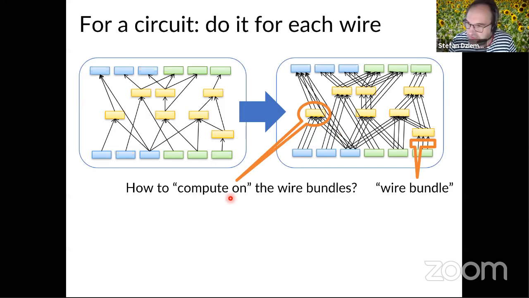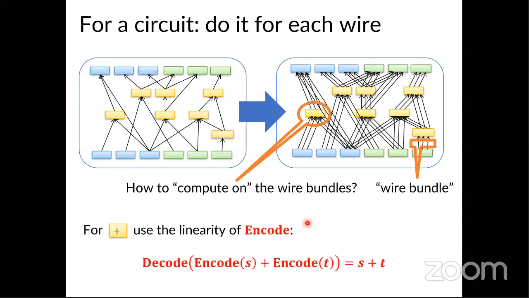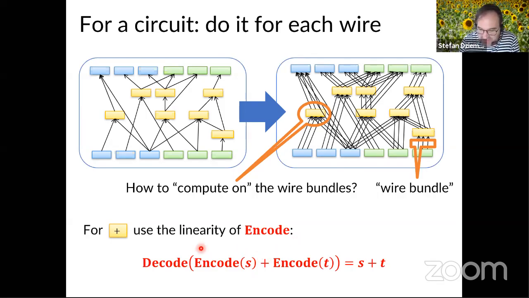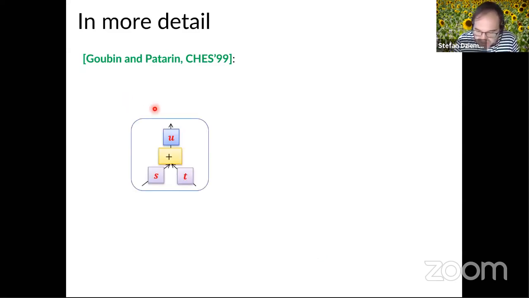So this is a very natural question, and actually it has a simple answer in one case, namely in the case of addition or XOR. Why? Because the encode function is linear. So basically we have this property that if we encode S and T and sum up these two vectors as vectors, then if we later decode, we get the sum of the encoded values. And that was also known before ISW. That's, I think, from the paper of Goubin and Patarin, CHES 99.